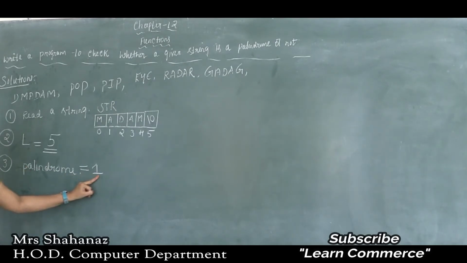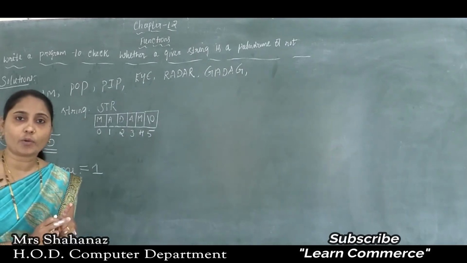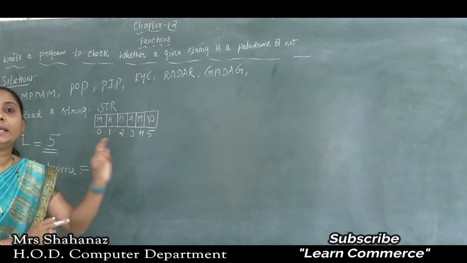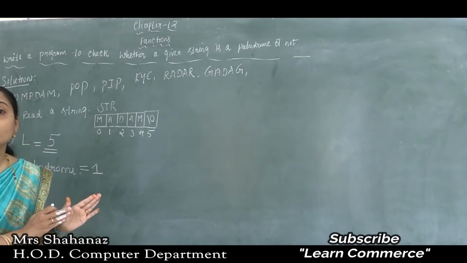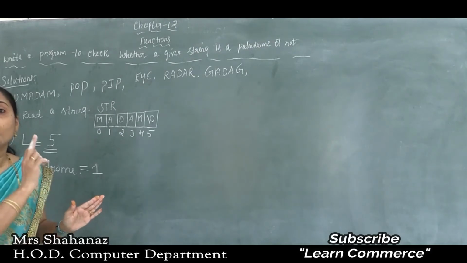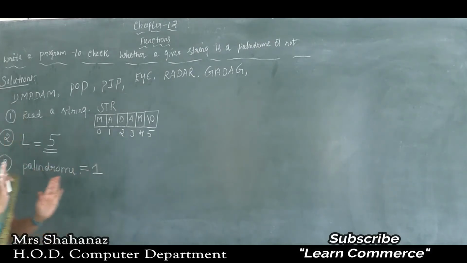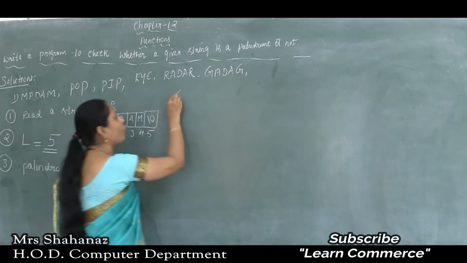This variable is initialized to 1 in this case, and we assume that the given word is a palindrome. You have to remember it: when the palindrome value is equal to 1, the given word is a palindrome. When the palindrome value is equal to 0, the word is not a palindrome. Clear this point here? Now I am also going to use this point in our flow chart, and next is our fourth point here.